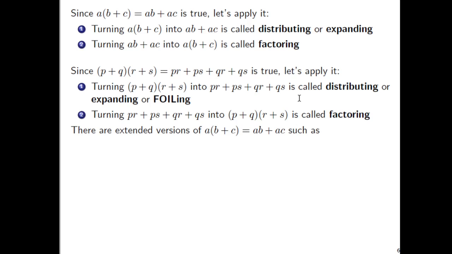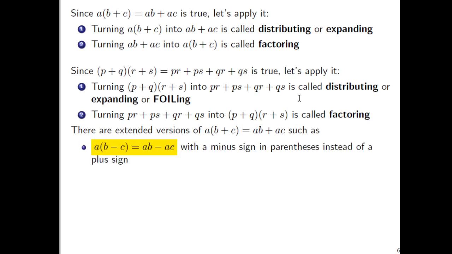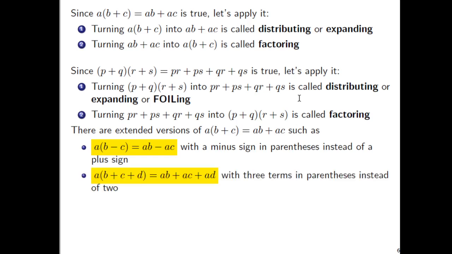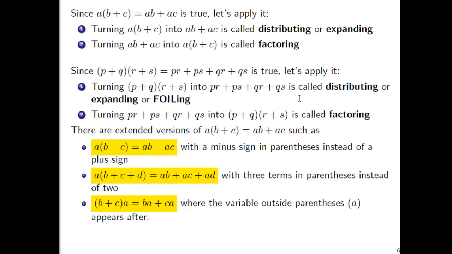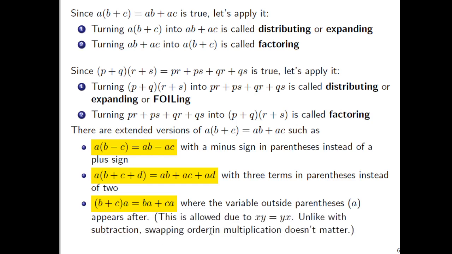There are also extended versions of A times quantity B plus C equals AB plus AC. For example, A times quantity B minus C equals AB minus AC. Or A times quantity B plus C plus D equals AB plus AC plus AD. And you can switch the order of your multiplication. So you have B plus C quantity times A equals BA plus CA. So the variable that's outside the parentheses, in this example A, appears after instead of before the parentheses. This is, by the way, allowed because x times y equals y times x.